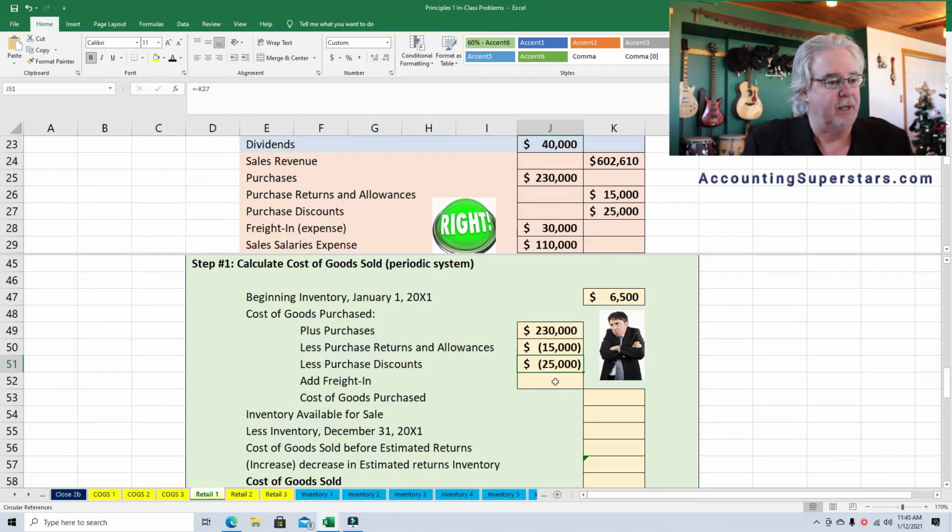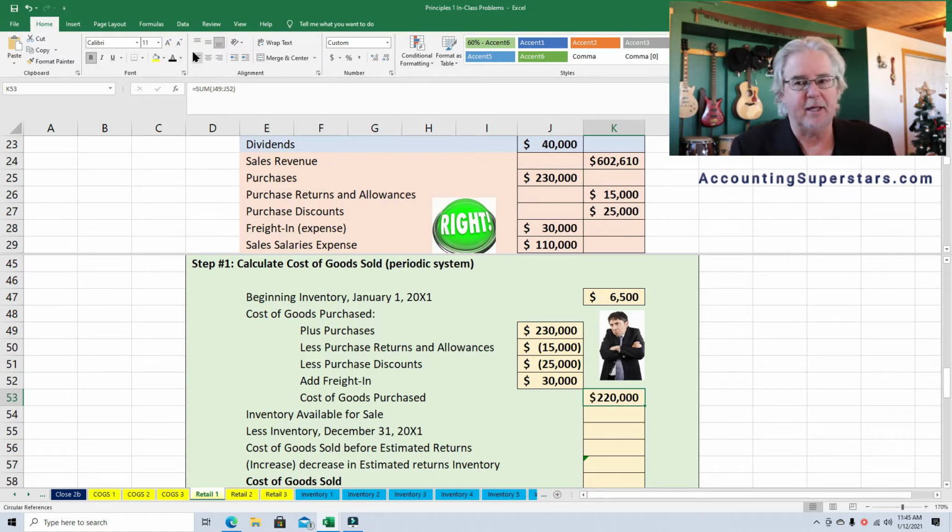Here we go. And we're going to add freight in. It's like shipping. It's like when you buy something on Amazon.com. When you have to pay shipping, it increases your price. Now, the cost of goods purchased, all we're going to do is total up purchases, purchase returns allowances, purchase discounts, and freight in, and so we'll get a grand total.